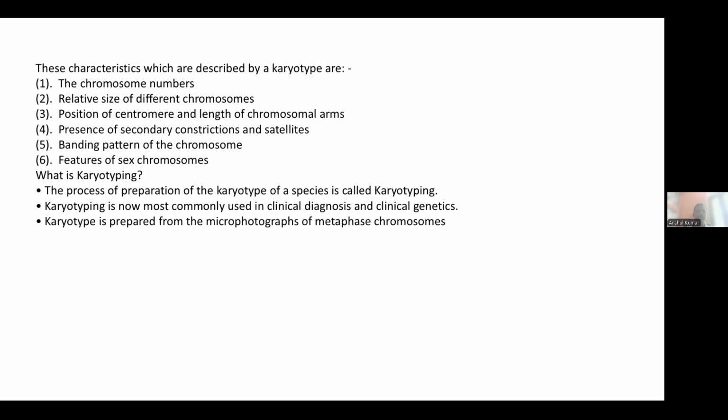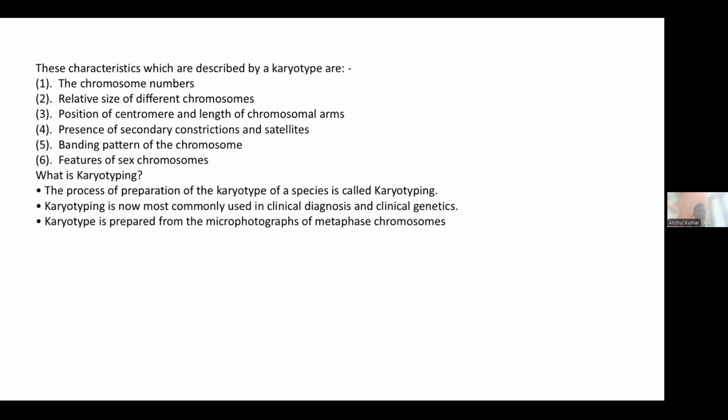Basically, it is based on the heterochromatic and euchromatic regions of the chromosomes. The basis of this is that heterochromatic regions are AT-rich, and euchromatic regions are GC-rich. Then features of sex chromosome.